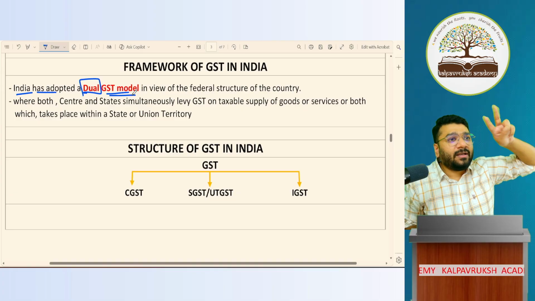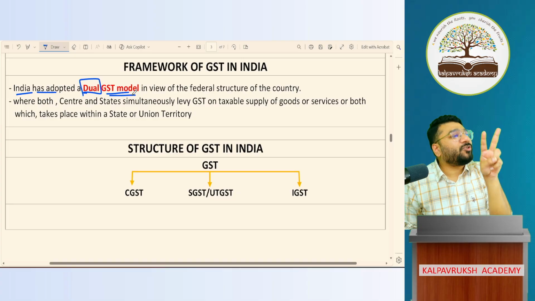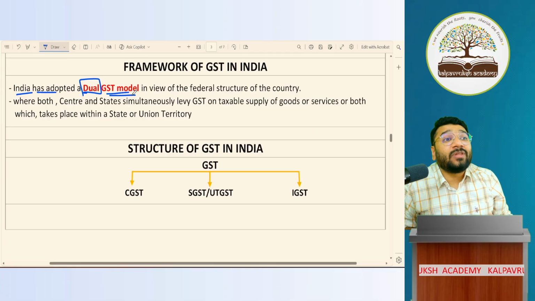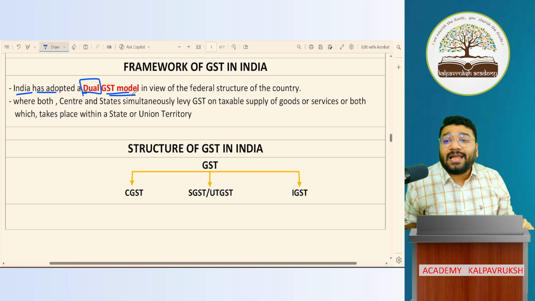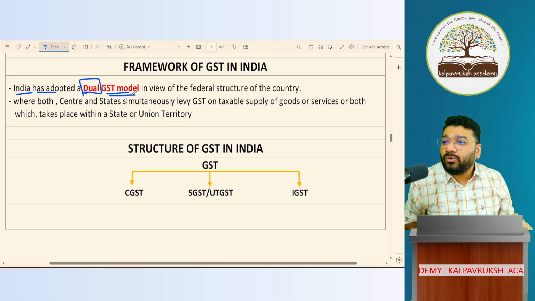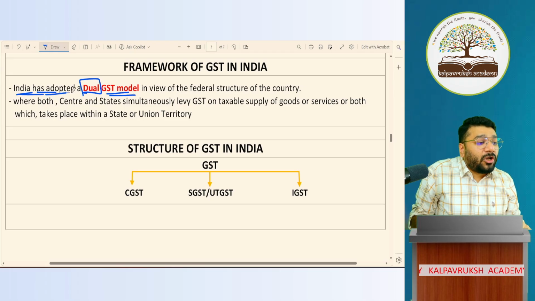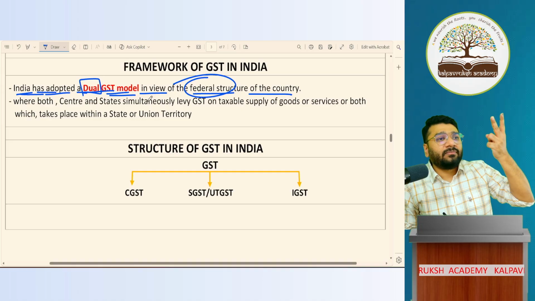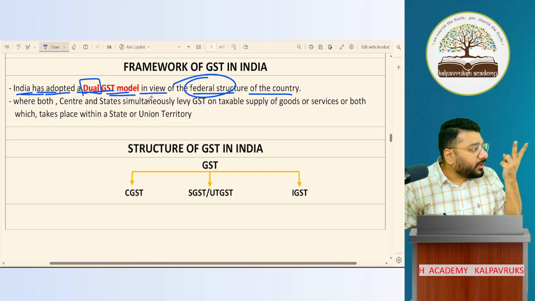Since we have two governments, GST cannot be one. GST also has to be two. Some part of GST will go to the state government, some part to the central government. This kind of model is called the dual GST model. India has adopted the dual GST model in view of the federal structure of the country. Federal structure means two governments, so two governments means dual GST model. Okay?